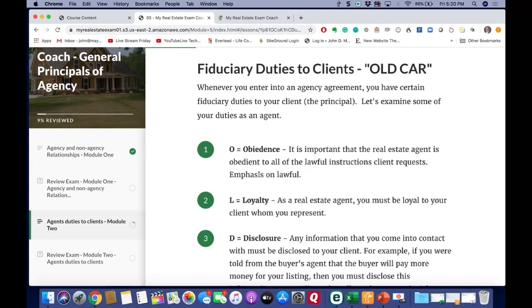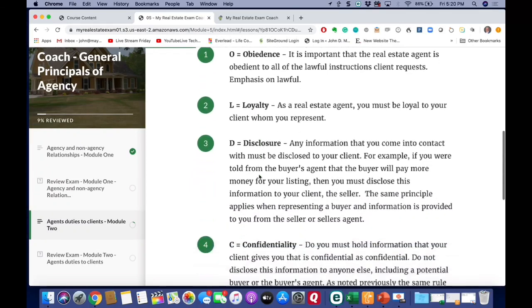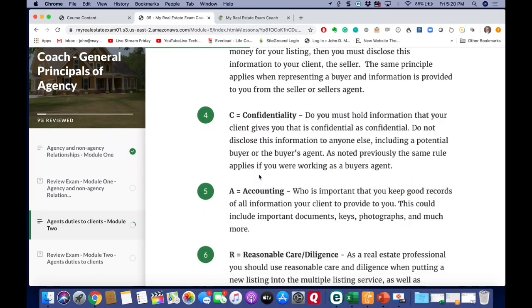Be loyal to your client. A good friend of mine always said, if you would not say it in front of your client with their attorney standing next to them, then I wouldn't say it, okay? So, be loyal, be obedient. And again, obedient to lawful instructions. And then if you do come across information that has been given to you, you must disclose it to your client. And that leads to the CAR.